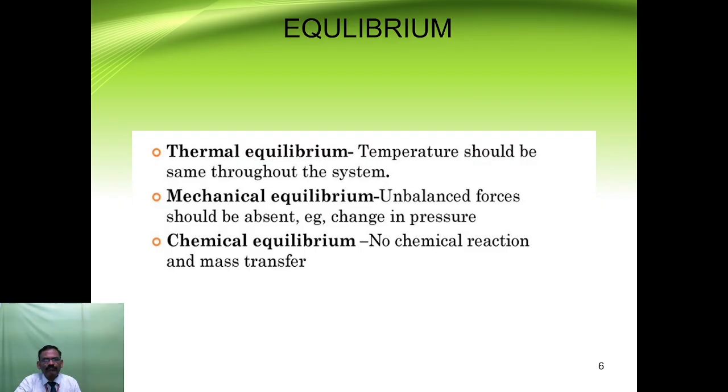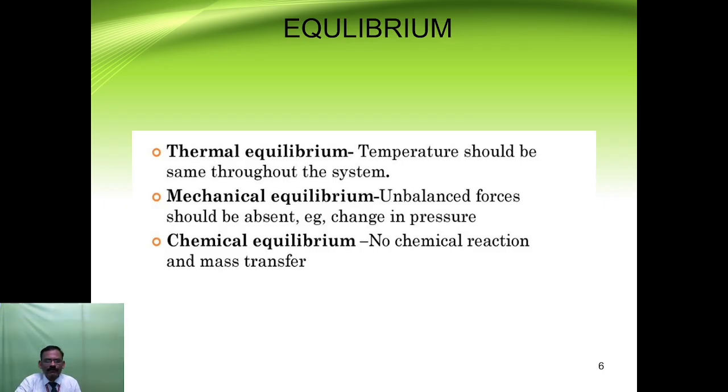Then equilibrium. What is equilibrium? Equilibrium is the same level, the same condition. There are different types of equilibrium: thermal equilibrium, mechanical equilibrium, and chemical equilibrium. What is thermal equilibrium? Thermal simply means temperature. The temperature should be the same throughout the system. Then we say that the system is in thermal equilibrium.